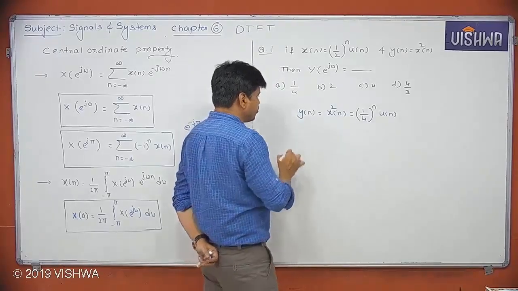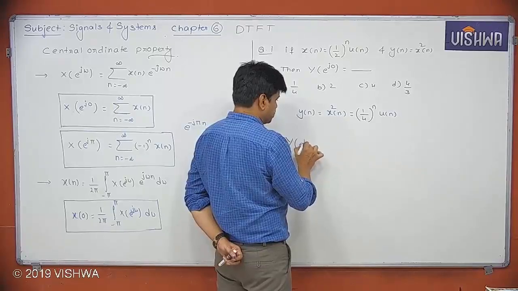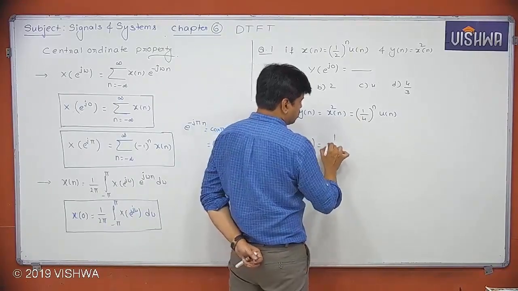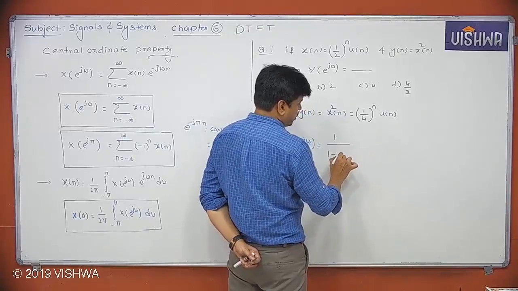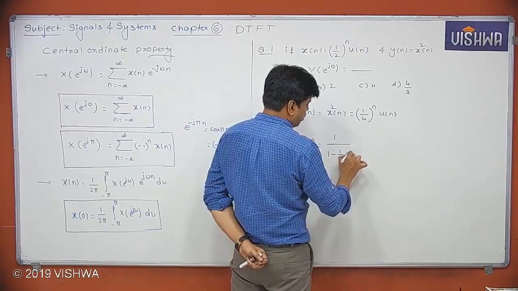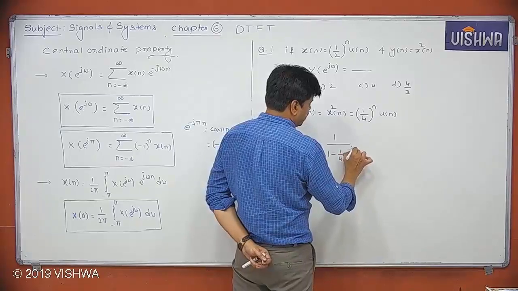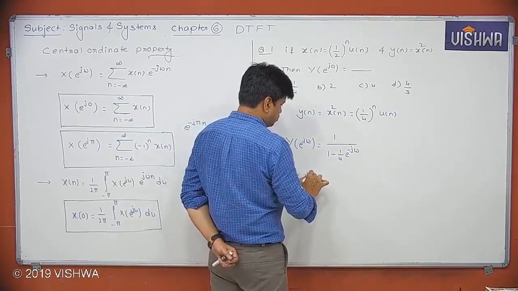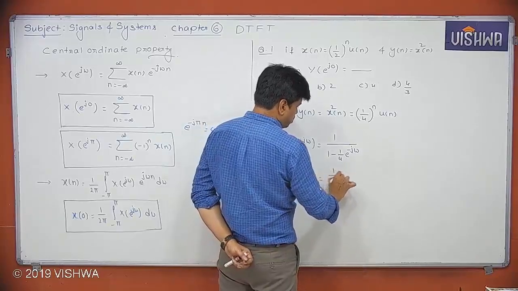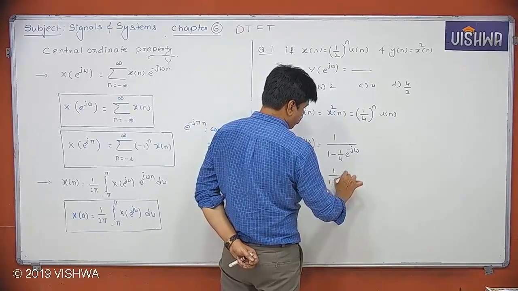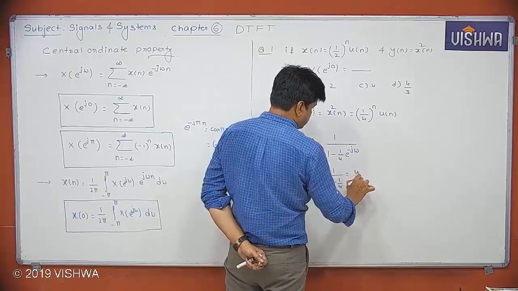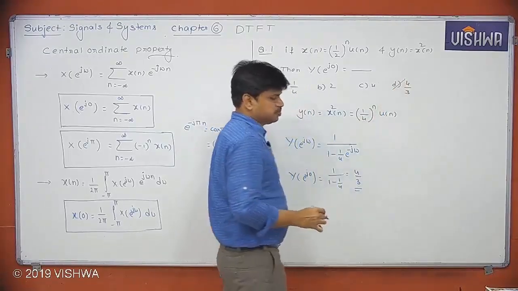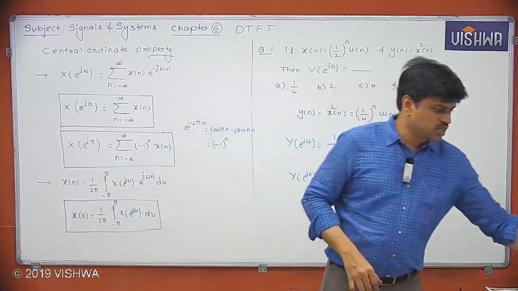So directly we can calculate Y of e power j omega, because it is an energy signal and it is a bounded signal. So we are going to get 1 by 1 minus 1 by 4 e power minus j omega. So what is Y of e power j0? That is 1 by 1 minus 1 by 4, which is nothing but 4 by 3. That is the answer, Option D. Take it.